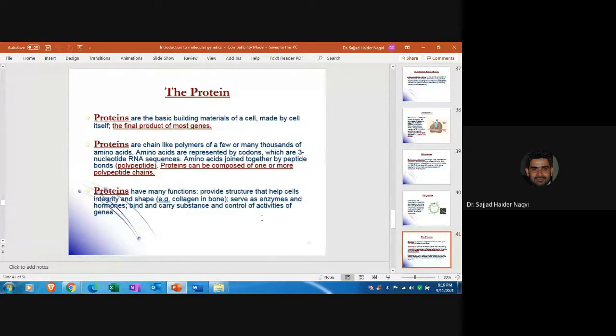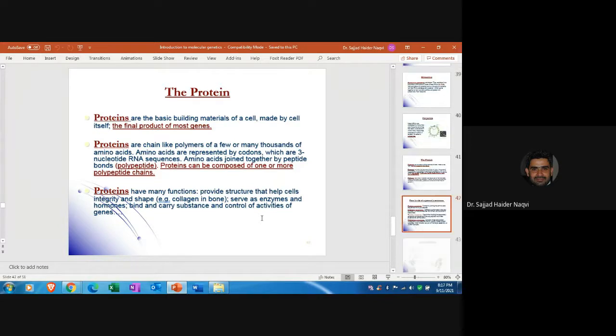Finally, we come to the protein part, which is translation. Proteins, we all know, are the building materials of the cell, the final product of the gene's translation. They are polymers of amino acids linked together, and that sequence is present on the DNA, which is, as I said, transcribed onto the RNA, and then from RNA to the proteins. Proteins have a wide variety of functions, and I'm not going into the detail of the functions because you already know about them.